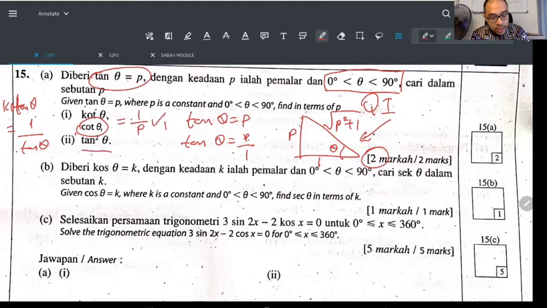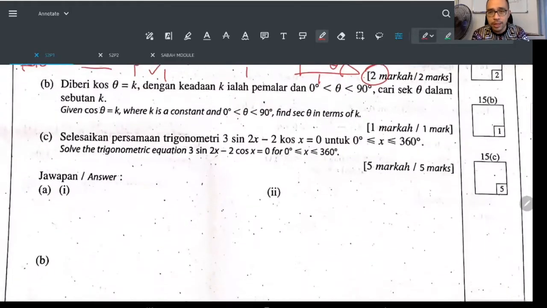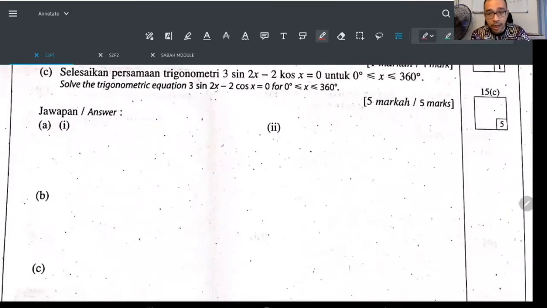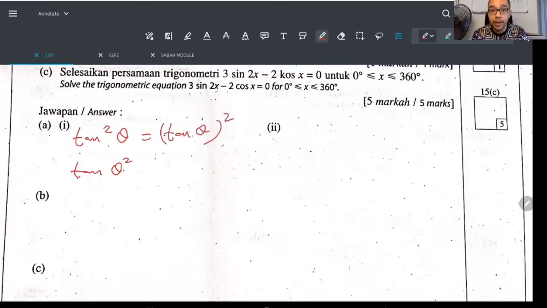Tangent squared theta. If tangent theta is P, you square the function, you will get P squared. Also another mark. I need to mention this, even though I am rambling. I think it's also good for everyone. Tangent squared theta and tangent theta squared are two different things. This is the same as tangent theta, the whole thing squared. You haven't learned this yet.